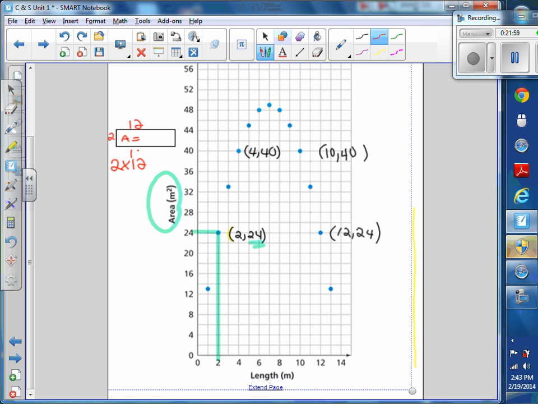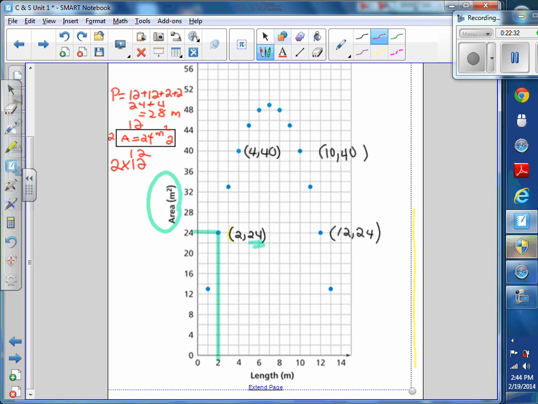What's the perimeter of this picture? Yeah, Wyatt. 28. Do you see where he got that? The perimeter, he added up 12 plus 12 plus 2 plus 2. So 24 plus 4. Perimeter is 28. 28 meters. The area is 24 meters squared.